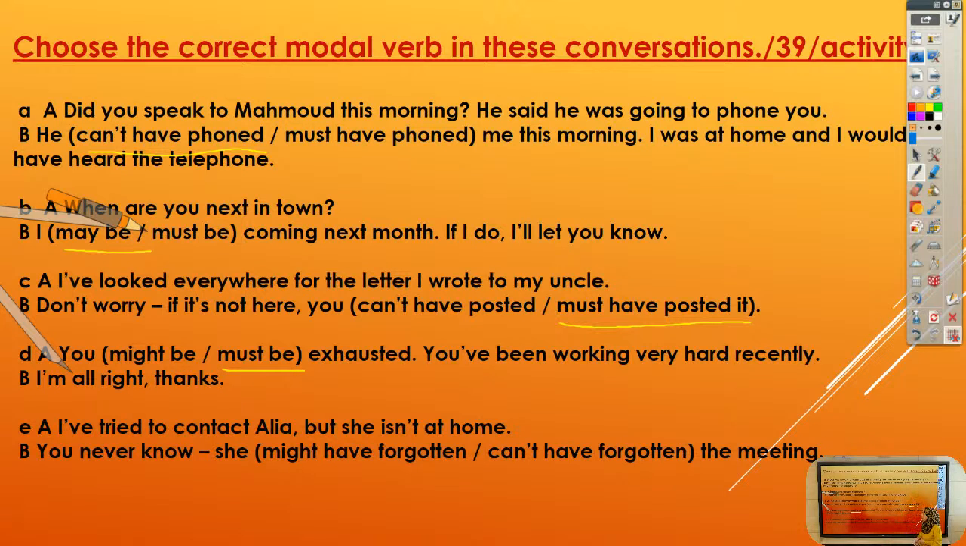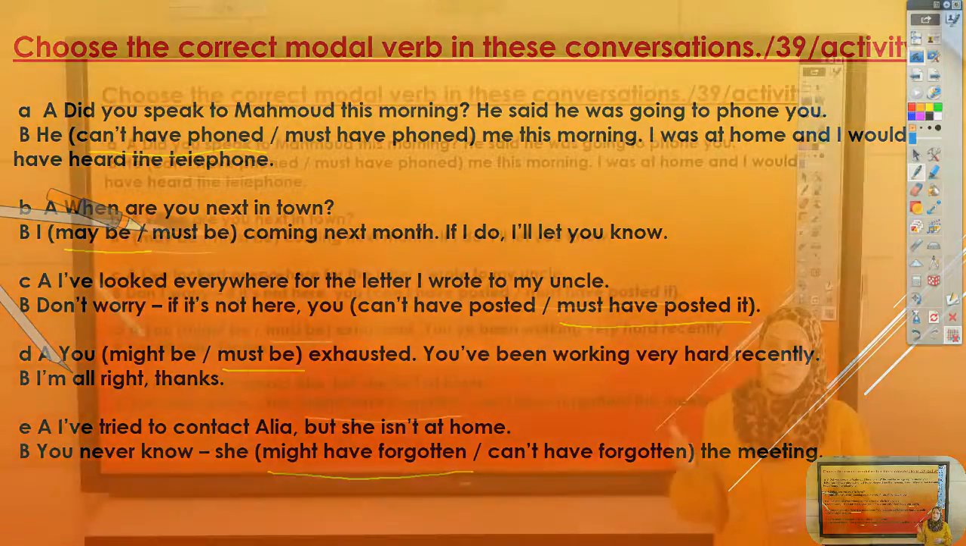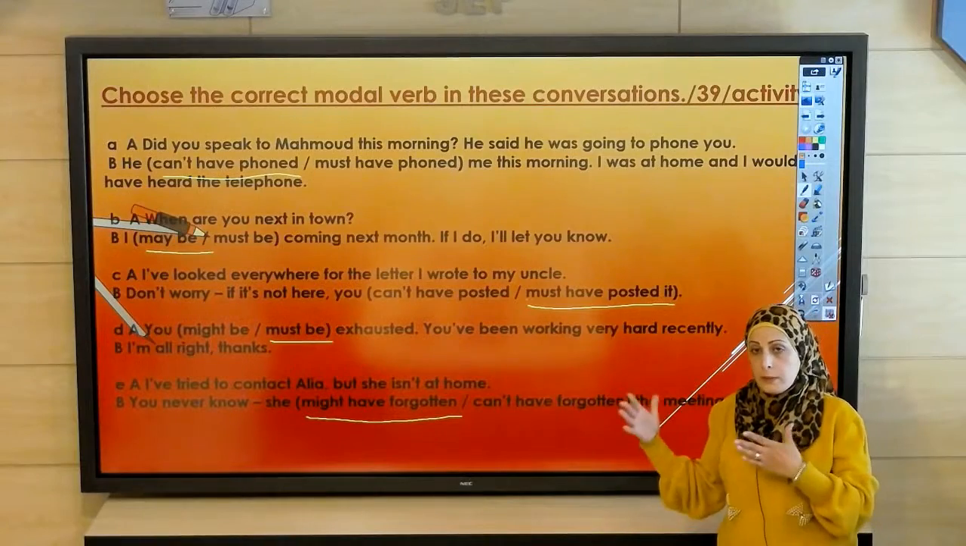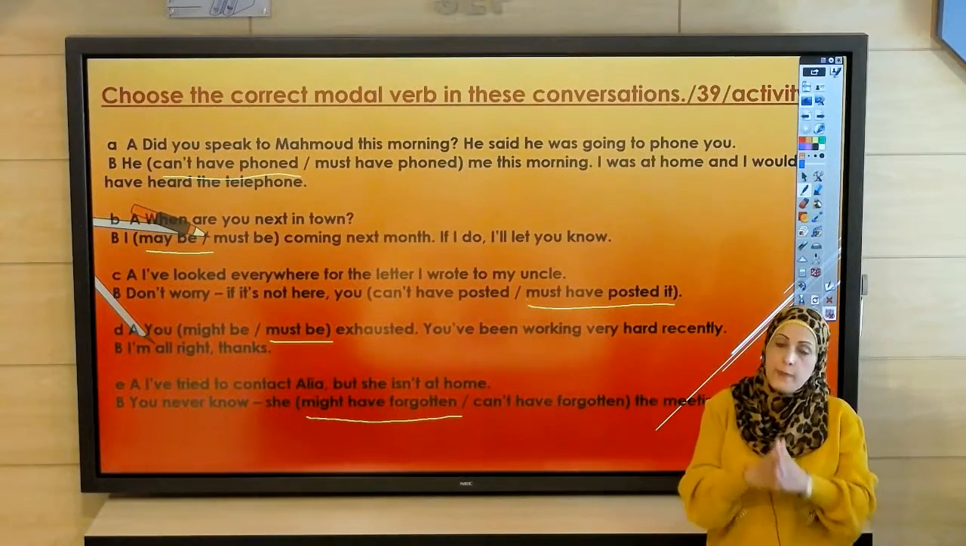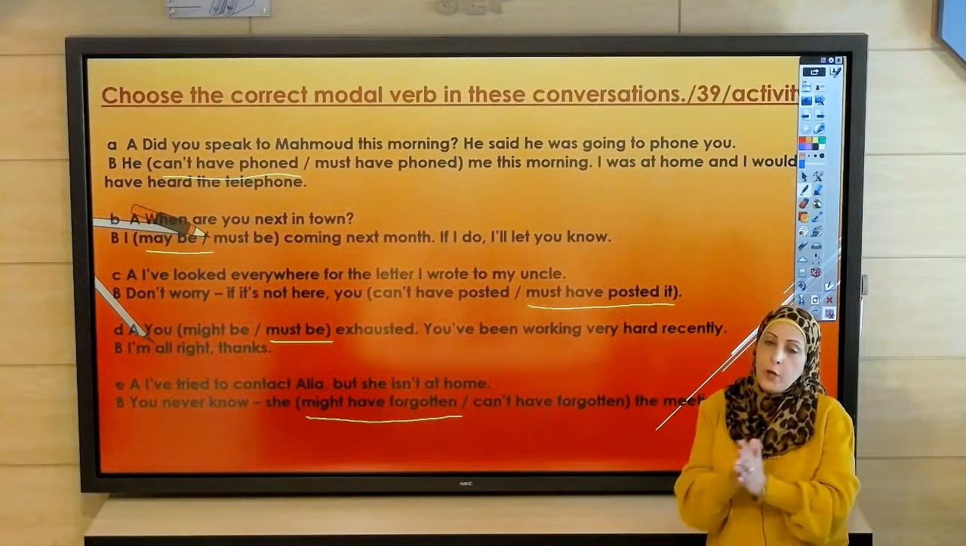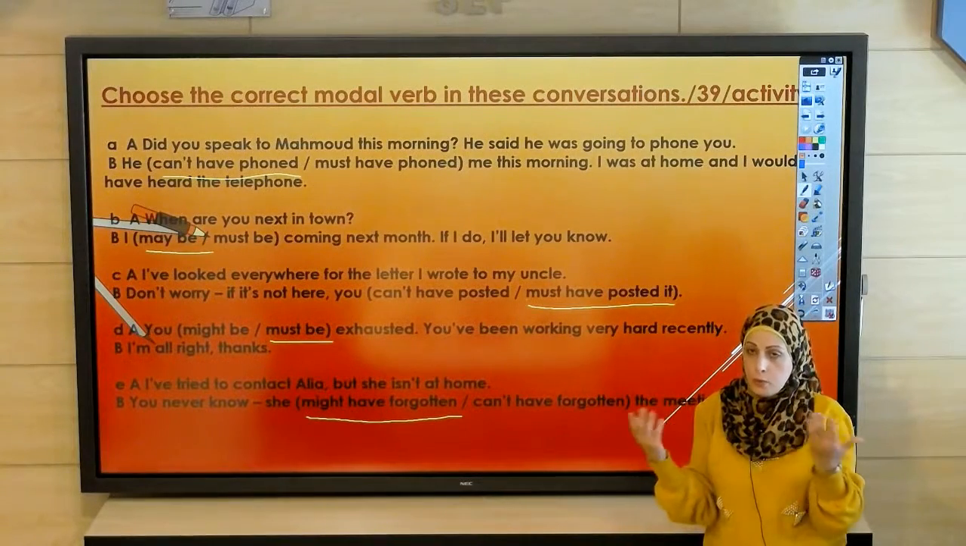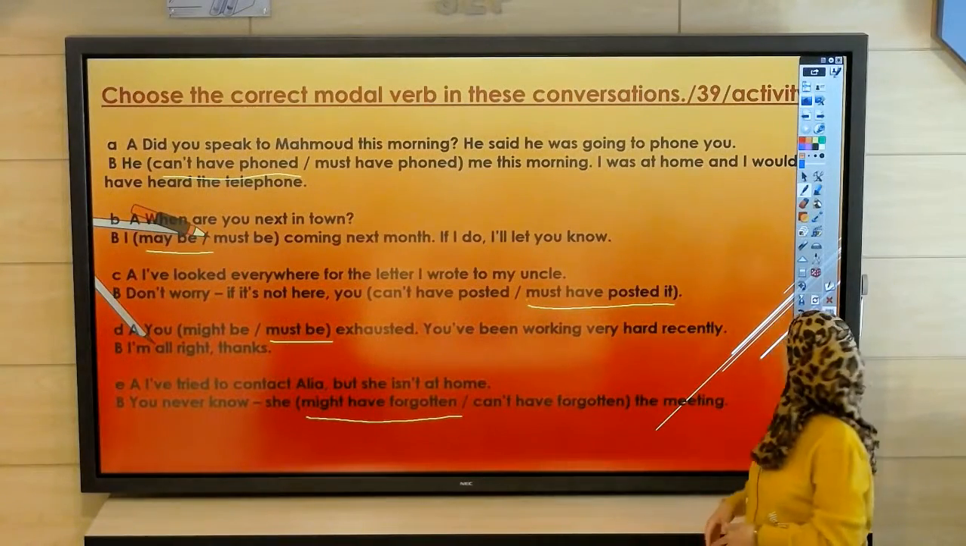I've tried to contact Alia, but she isn't at home. You never know. You're not certain. You are not sure. So, she might have forgotten. Okay? So, must if we are sure about something, sure that something is true. Can't, we are sure that something is not true. If we are unsure, okay, we use might.